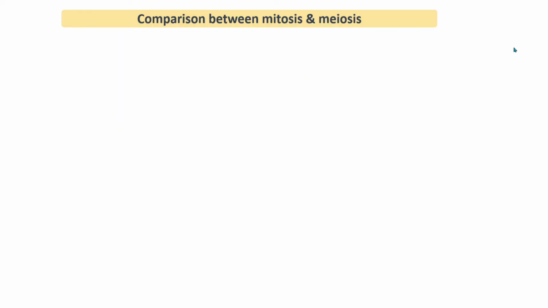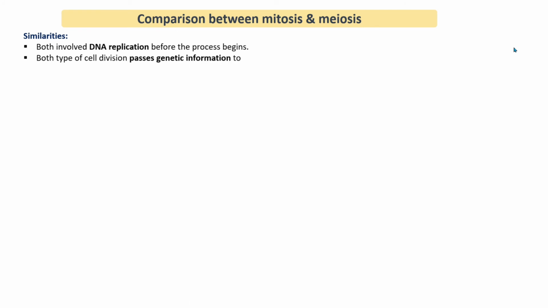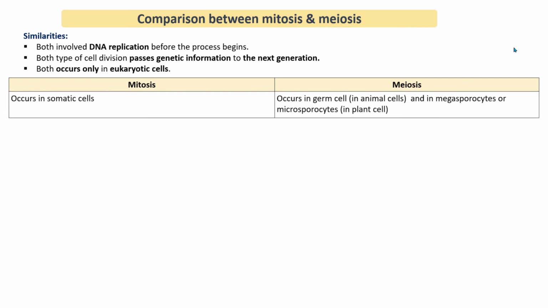There are some similarities between mitosis and meiosis. The similarities are: both involve DNA replication before the process begins. Both types of cell division pass genetic information to the next generation. And both occur only in eukaryotic cells. The differences are: mitosis occurs in somatic cells, meanwhile meiosis occurs in germ cells of animal cells and in megasporocytes or microsporocytes of plant cells.